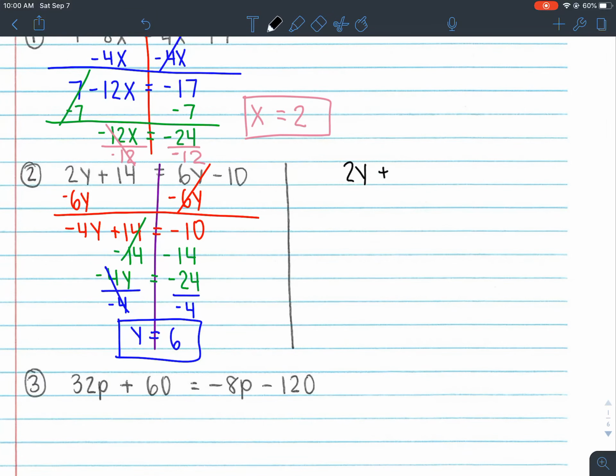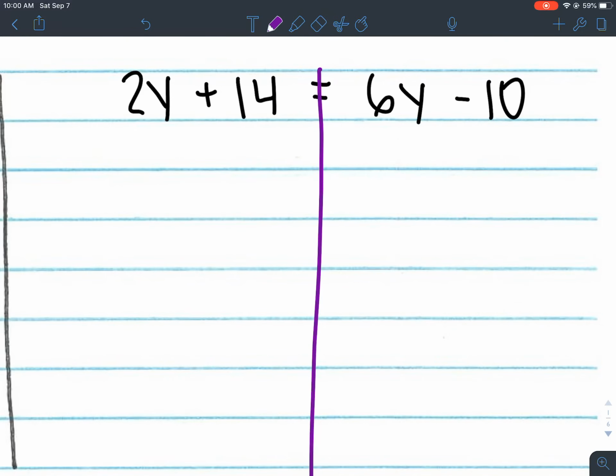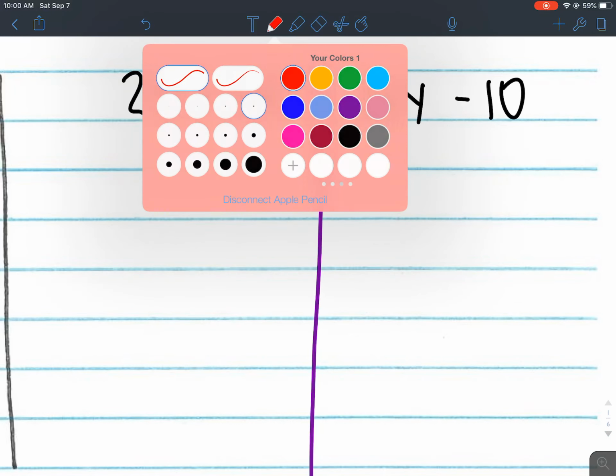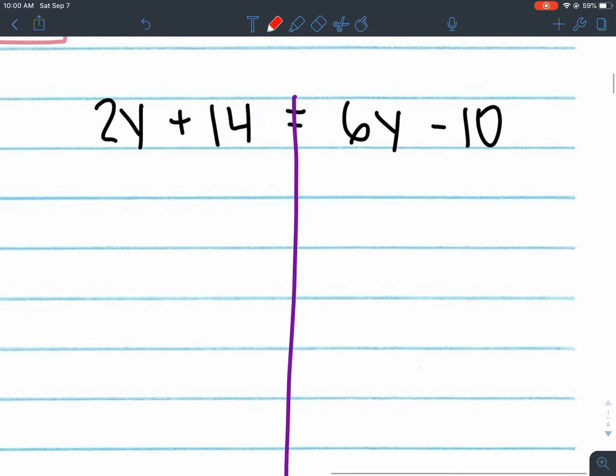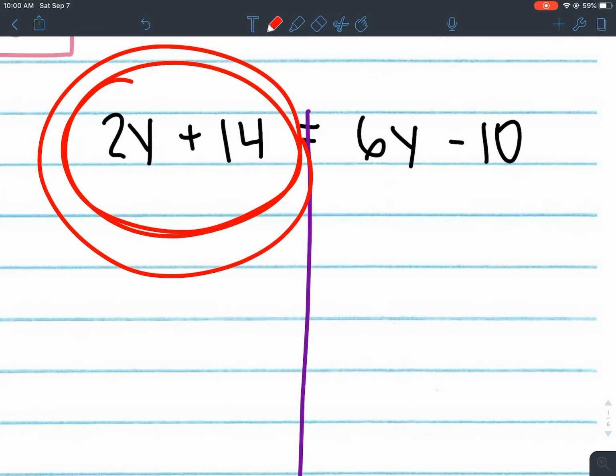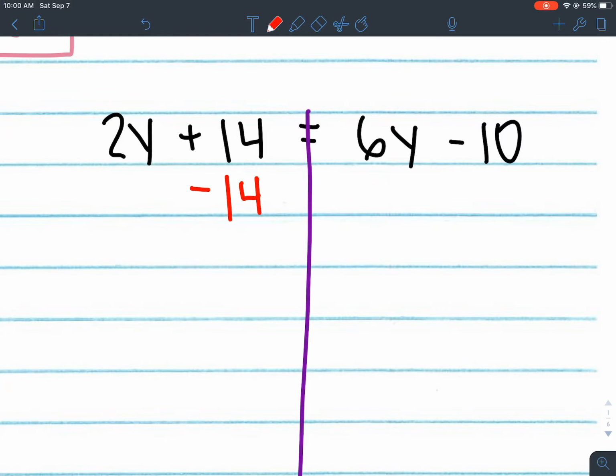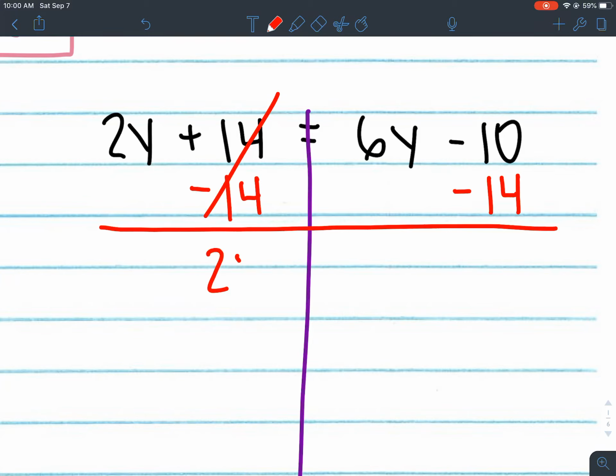So 2y plus 14 equals 6y minus 10. We're still going to go by the same rule. We're still going to want to move the variables all to the left, but this time, instead of moving my variables first, I'm going to get rid of my numbers first. So the first thing I'm going to do is, since I know that I have to have all my y's on this side, I'm going to move 14 to the other side, which I'm allowed to do because as long as I do the same thing to one side as the other, then everything is balanced. Okay, well, that goes away and I have 2y equals 6y minus 24.